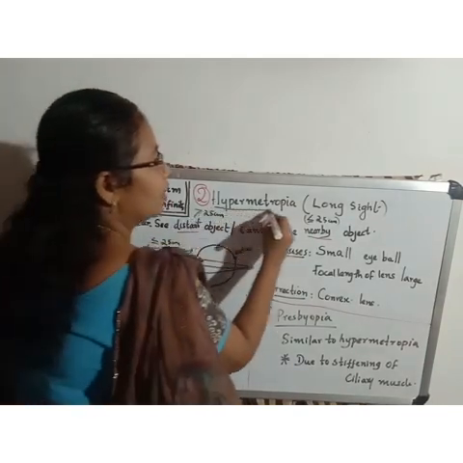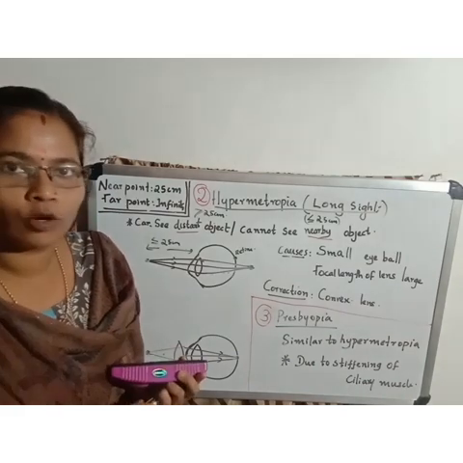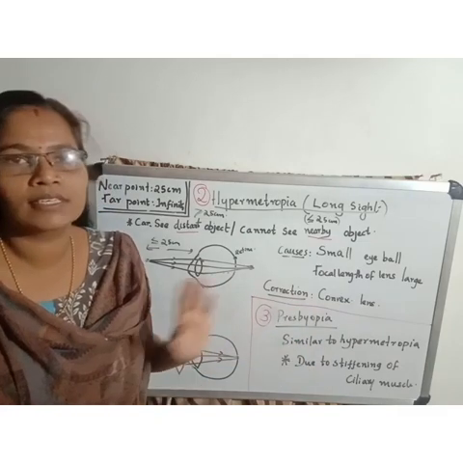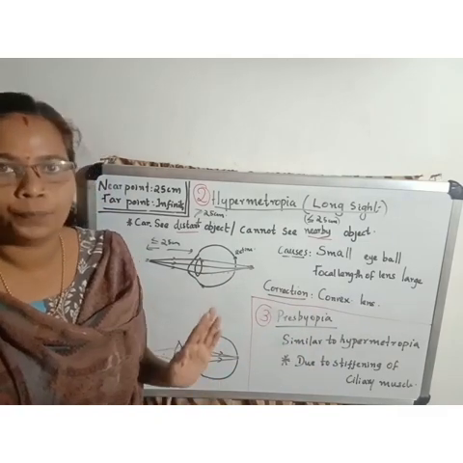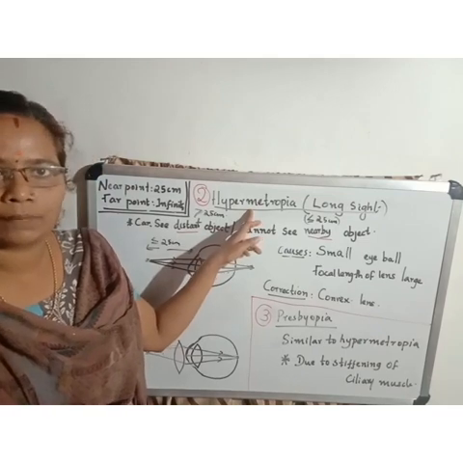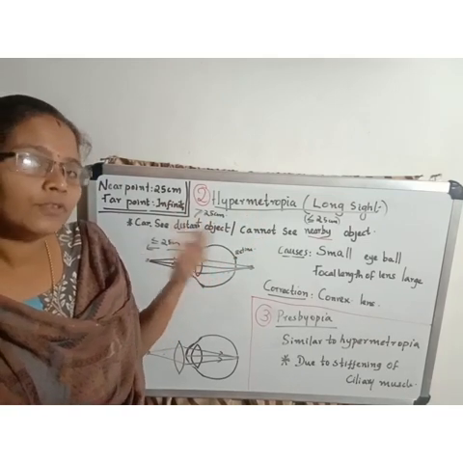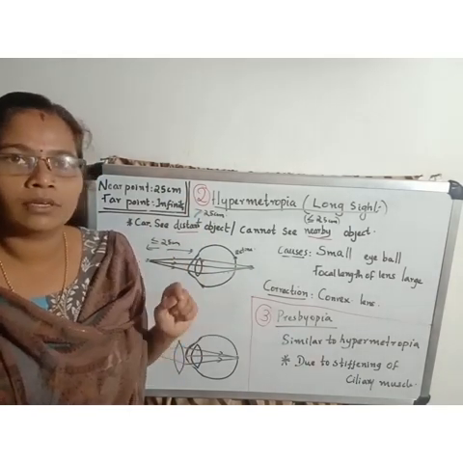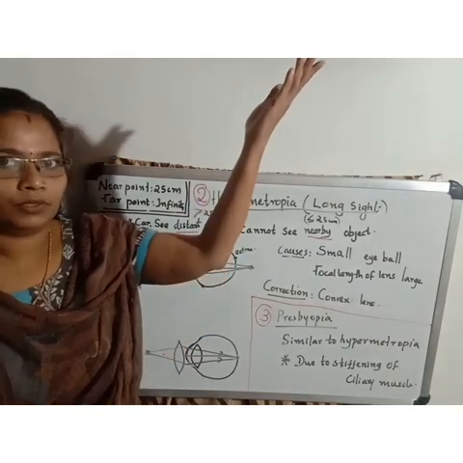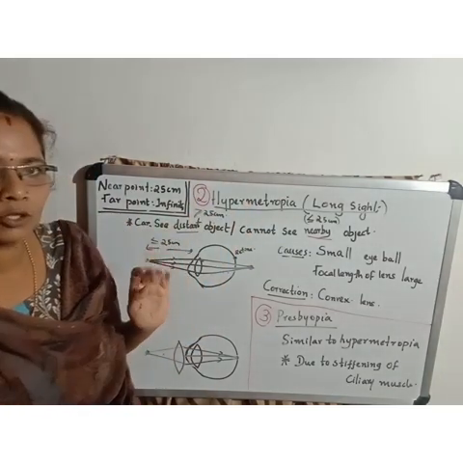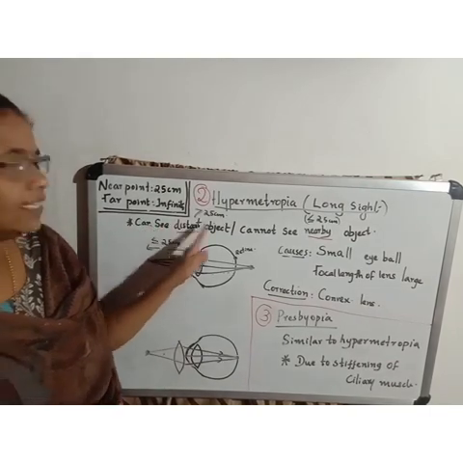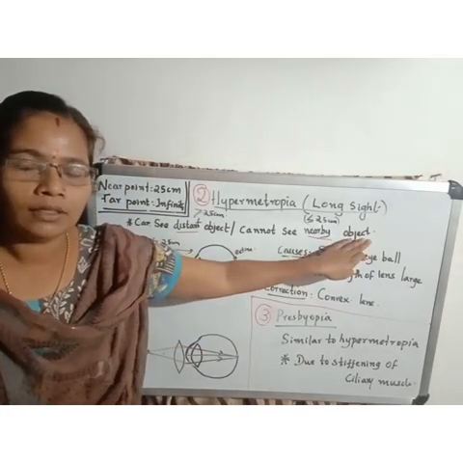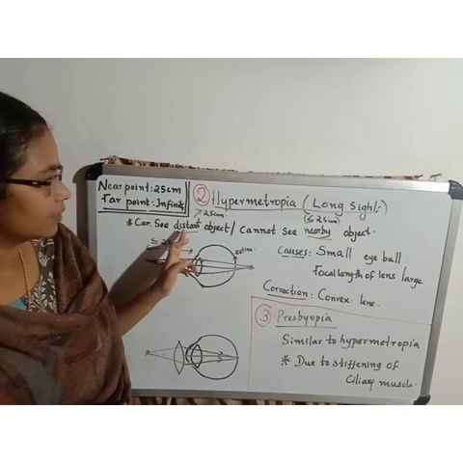Another name for hypermetropia is long-sightedness. Here it is just the reverse of what we discussed earlier, just the reverse of myopia. For a myopic eye, he or she can see the nearby object but is unable to see the distant object. But in the case of hypermetropia, he can see the distant object but will be unable to see the nearby object.